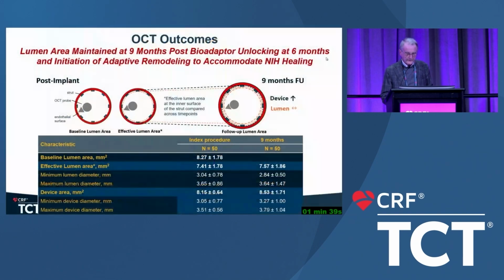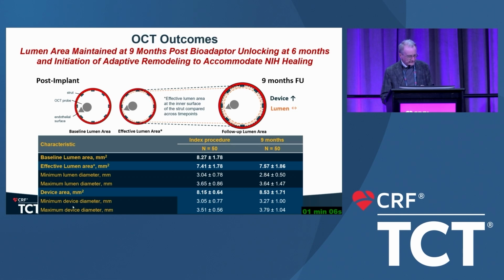But on the average, and this is a summary slide, you see that the effective lumen area is 7.41 with a relatively narrow standard deviation and goes up to 7.57. So, and these are 50 patients with complex lesions. The maximum lumen diameter, 3.65, 3.64. The minimum lumen diameter, 3.04 to 2.84.